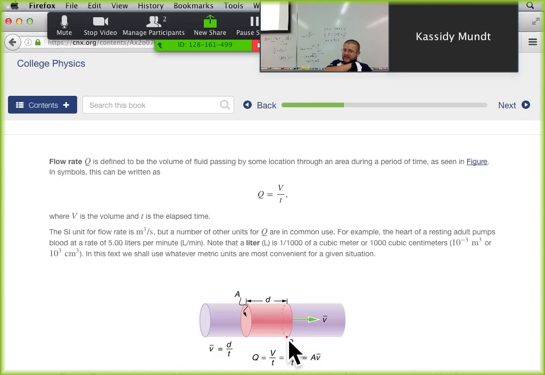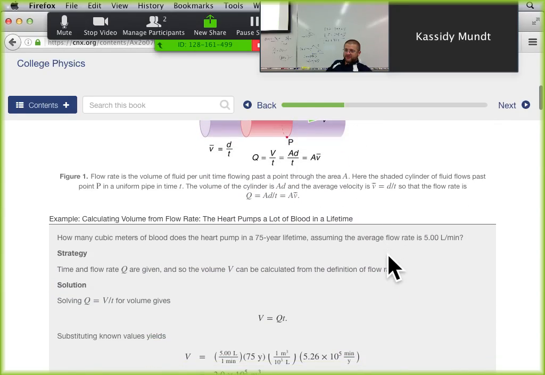So here's the point P on the thing, and when this whole volume passes through, however long it took to do that would be the time. And that's what we call the flow rate. So it's related to volume and also the velocity of an object.